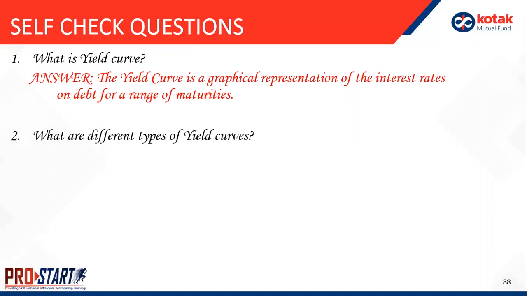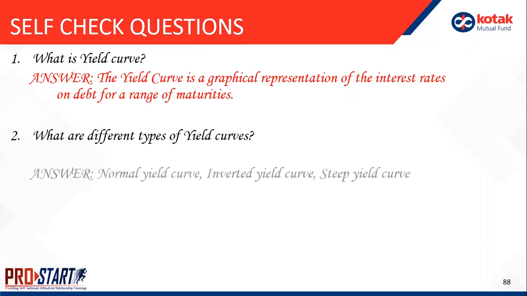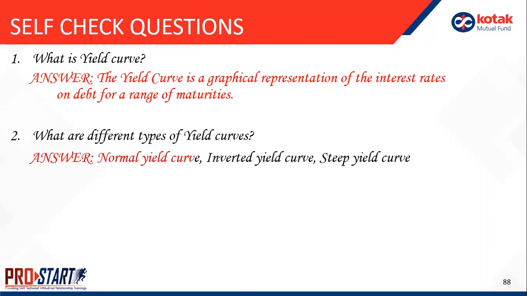What are the different types of yield curves? The different types of yield curves are normal yield curve, inverted yield curve, and steep yield curve. These are just the 3 ones which we discussed in this session. There are more actually.